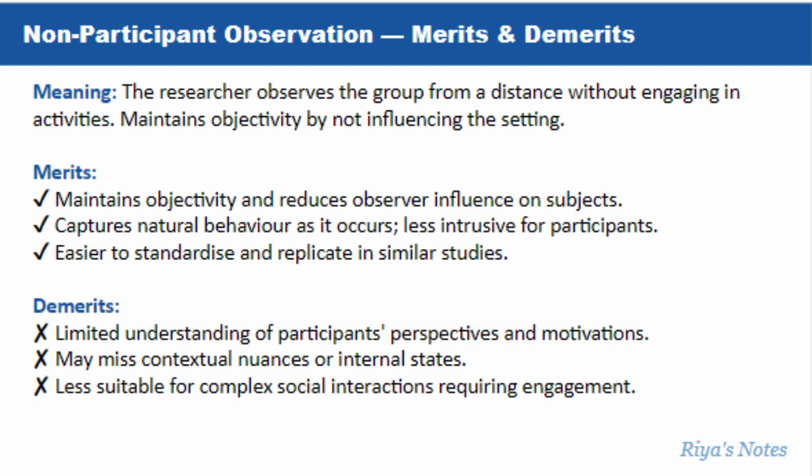Non-participant observation, merits and demerits. Meaning, the researcher observes the group from a distance without engaging in activities. Maintains objectivity by not influencing the setting. Merits. Maintains objectivity and reduces observer influence on subjects.